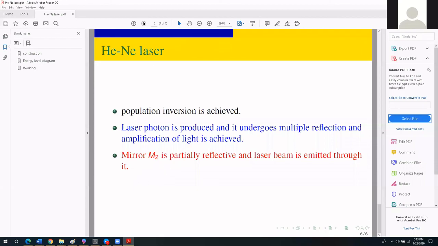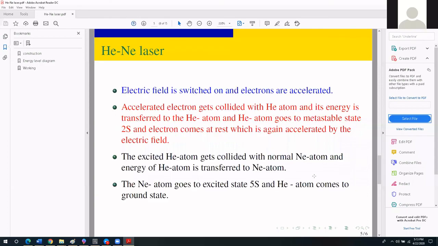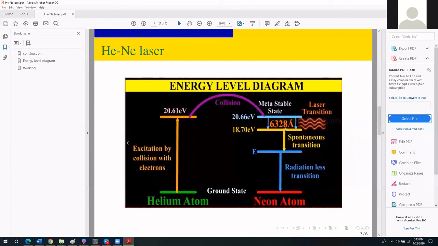Okay, and then what happens? Now the neon atom is still in the excited state. This excited neon atom undergoes the transition from 3p to 3s, and this will be spontaneous radiation. That spontaneous photon escapes through the sides of the tube, and the excited helium atom again collides with the wall of the tube and comes to the ground state, and this process again repeats.